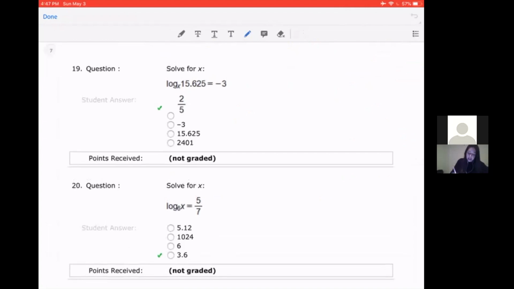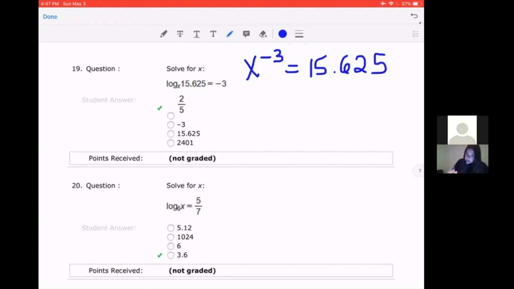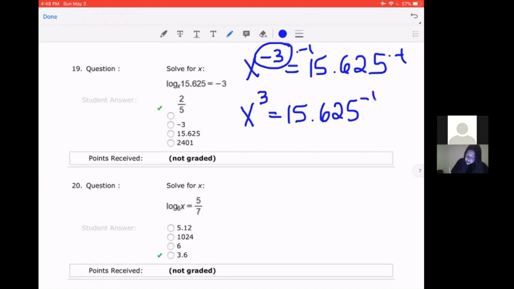For number 19, solving for x, okay? Again, you can just rewrite this if you wanted to. All right, so we would have x to the power of -3 equals 15.625. All right, now since this is a negative exponent, I want to get rid of that. So I multiply times -1, times -1 to the exponent. All right, so I end up with x cubed equals 15.625 to the power of -1. Okay, so when I multiply the -1, I'm multiplying the exponent.